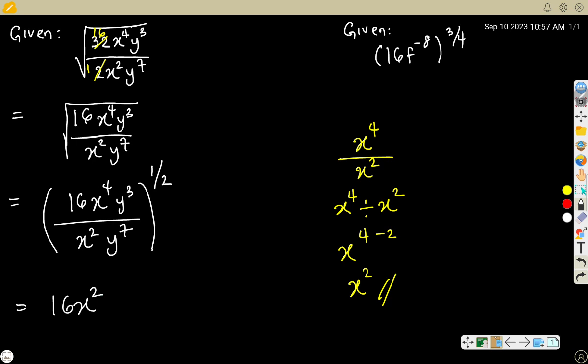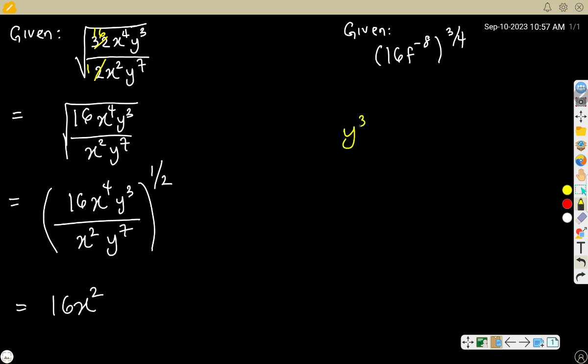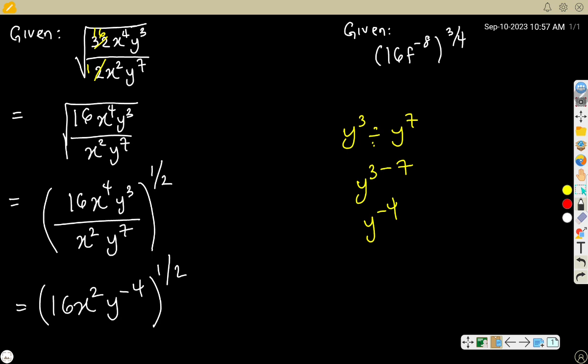So now let's go to y. For the y, you also have y raised to power 3 divided by y raised to power 7, as in this. This is y raised to power 3 minus 7 because division will change to minus. So this is y raised to power minus 4. So the y also becomes y raised to power minus 4. So everything is raised to power half, as in like that.